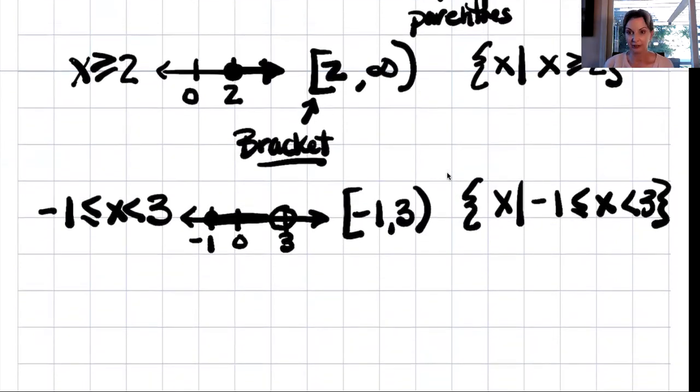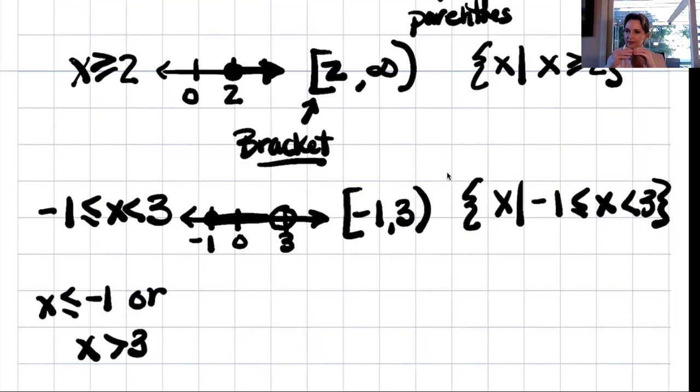Okay, we're going to do 2 more, and then we're going to be done. All right, let's do one where it's not the values in between the 2. It's the values on the outsides. So instead we have x less than or equal to -1 or x is greater than 3. So it's not the stuff in the middle, it's the other way. How are we going to do that one? On this one, interval notation starts to get a little bit tricky.